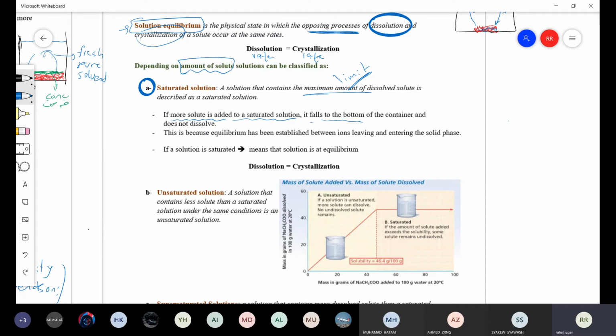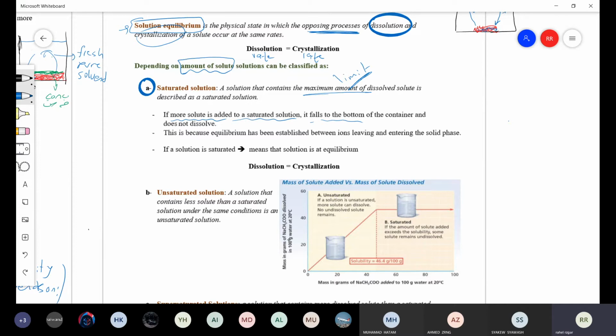And if you add some solute into a solution and it directly precipitates and it falls to the bottom of the container, you can think, oh, in that case, this solution has reached its limit, then the solution is saturated. The thing here is direct precipitation and falling to the bottom. That's how we recognize a saturated solution.